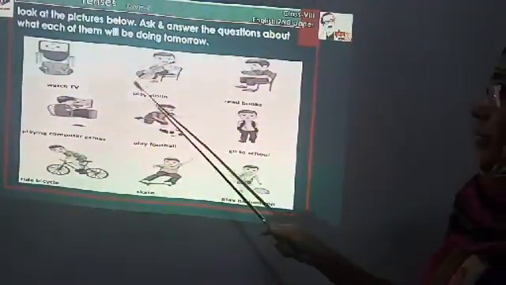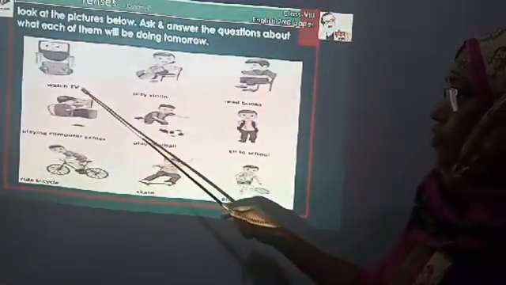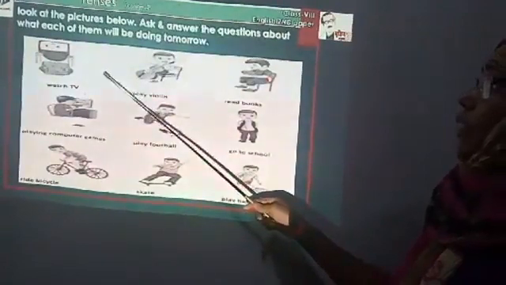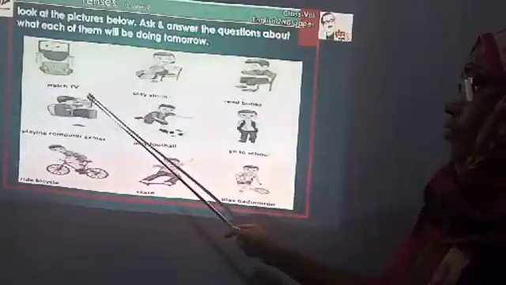Okay, you can see here there are some pictures. Watch TV. There is what each of them will be doing tomorrow. They are planning to do tomorrow: watch TV, computer games, play football, go to school, ride bicycle, skates, play badminton.